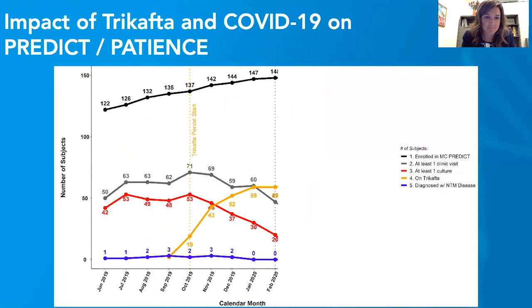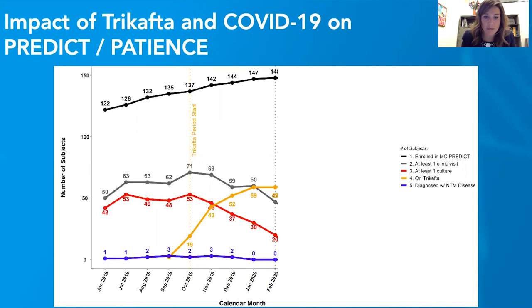Here's just a little more data to show how Trikafta and COVID have impacted our trials. The top line, that black line, shows the number of participants enrolled in the study. And you can see below that in the gray line, about a third to half of patients come to clinic on average every month. And this makes sense because we recommend quarterly follow-up.